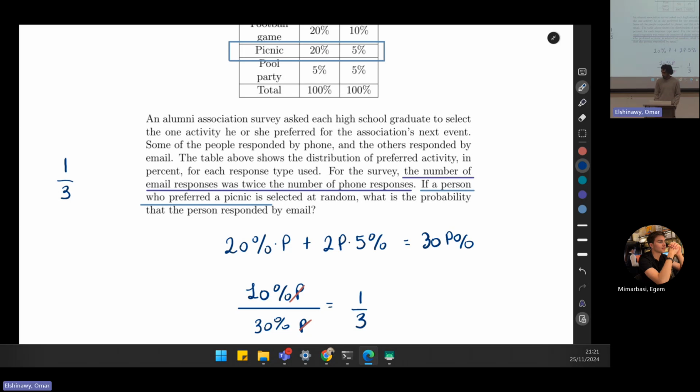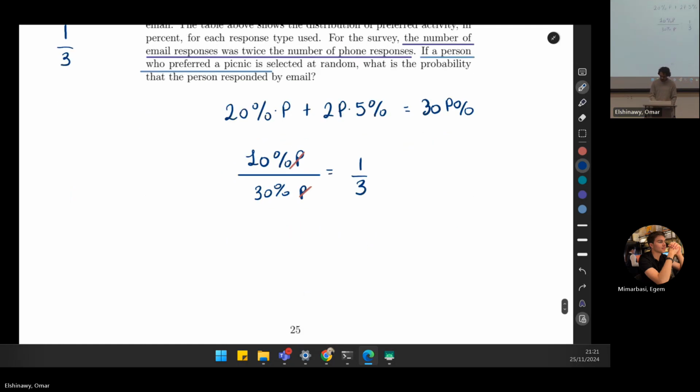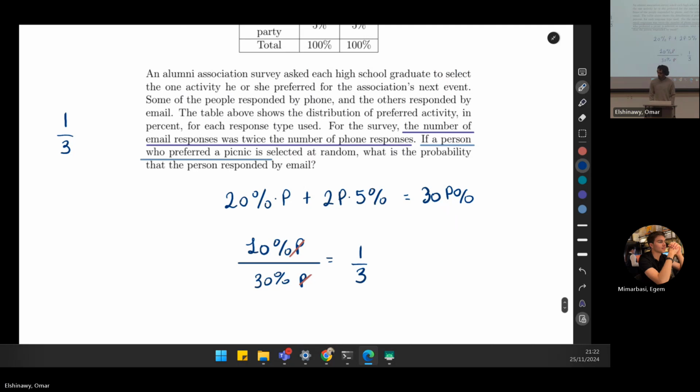But if you think about it for a moment, yes, this is 20%, and yes, this is 5%. But this is 5% of twice the population that replied to the picnic. And that's why we give it double the weight. So we give the 5% double the weight, because the 5% was out of 10 responses, but the 20% is out of just 50. So I hope that clarifies it. And if you have questions, you can definitely discuss them. If you don't, we can move on to the next one.